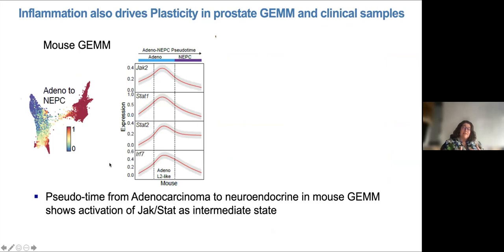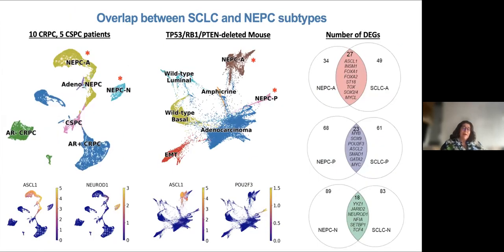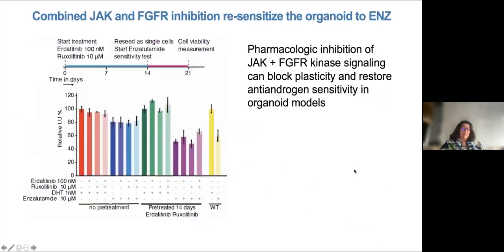Again, this JAK-STAT signaling that we saw in the organoid is really high in that intermediate transitional population that's expressing all the developmental programs as well, both in the mouse, and of course, it's much noisier to look at this from clinical samples, but we see this same increase in JAK-STAT signaling as the cells are transitioning from AR positive to AR negative. And again, just to really show how conserved this is, we see the same programs in prostate patients and in small cell lung cancer patients, arising at these same neuroendocrine states driven by these different transcription factors.